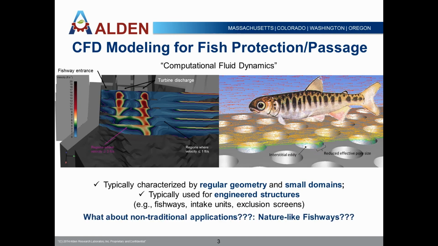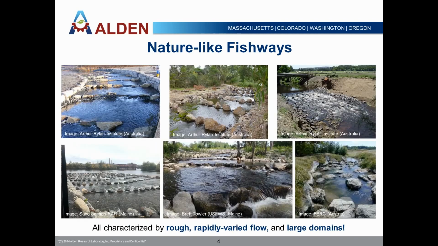But what about non-traditional applications? For example, nature-like fishways. Nature-like fishways are relatively new to the scene of fish passage, and the idea is to create something nature-like. So lots of variability in the flow, large roughness elements. We can see there's lots of rapidly varied flow. These domains are relatively large. There's a lot of uncertainty in how these things behave and how best to design them.